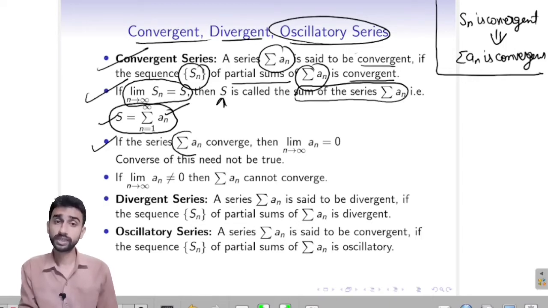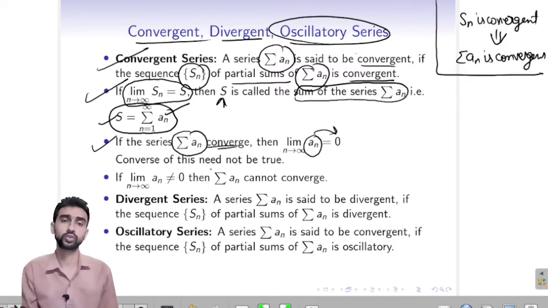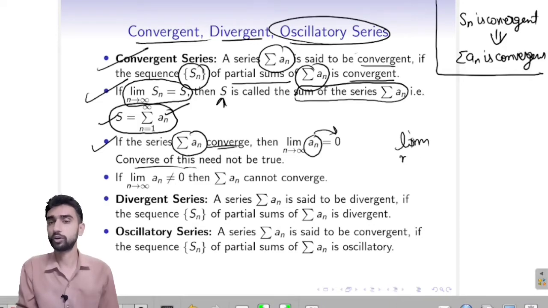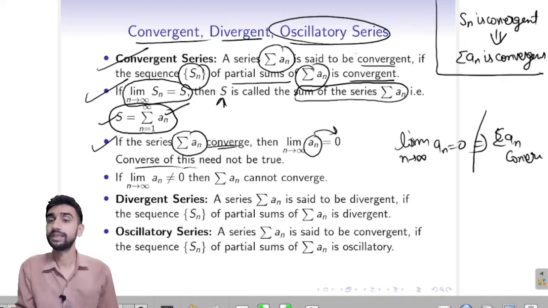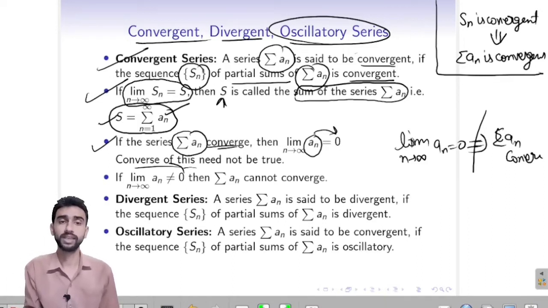Now if the series converges, I am saying there is a series which converges somewhere, then if you find the limit of its term sequence, you will find it converges to 0: limit n tends to infinity of a_n goes to 0. Now the converse of this need not be true. What is the meaning of that? If the limit of some sequence is equal to 0 and you want to say that the series of a_n will be convergent, then this is not true. This may or may not be true. So this is the second thing.